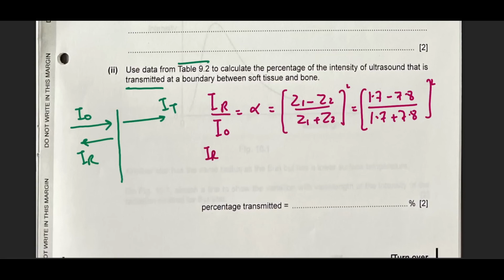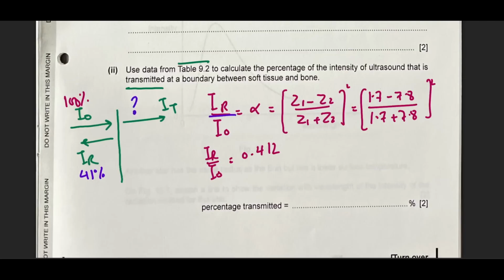So this I_R divided by I naught comes out as 0.412. What does that mean? It means that if 100% intensity was sent in, then 41% is reflected back, because this is for reflection.